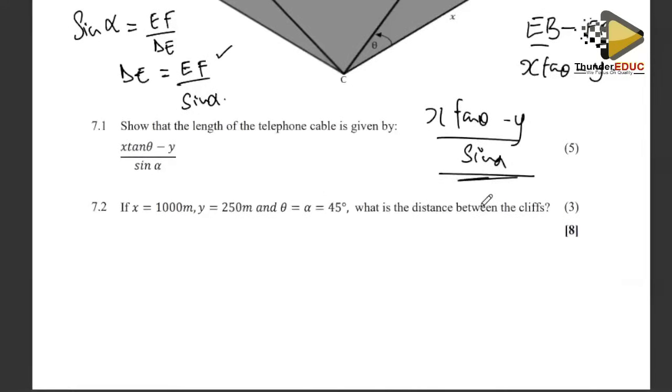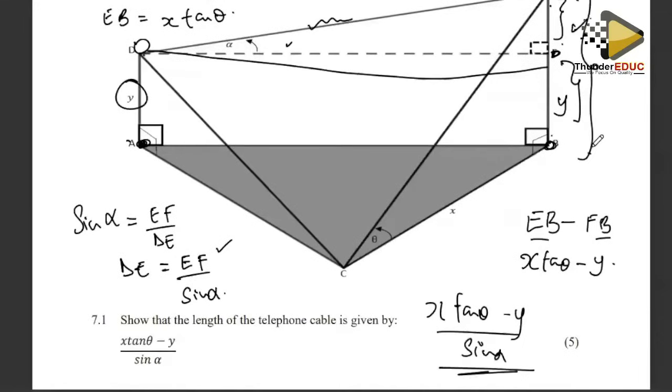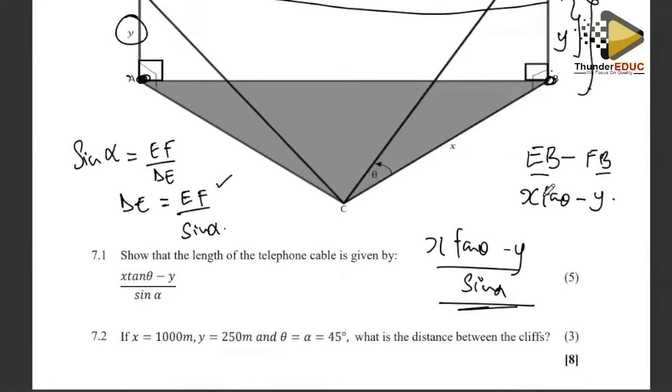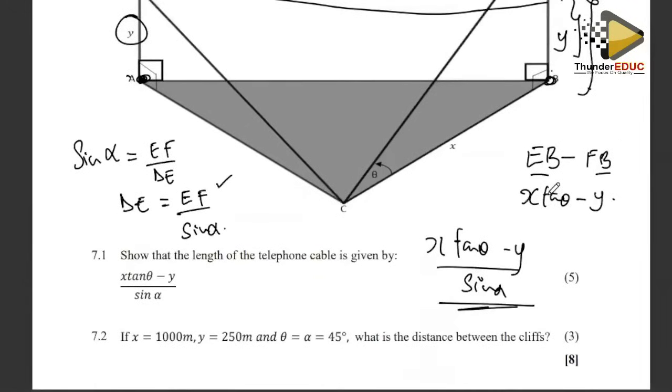Then if X is that, Y is that, and theta and alpha are 45, what's the distance between the cliffs? So we can use, because they want the distance AB. Is that true? No, not AB. Yeah, it's the same as AB because they are focusing on DF, this distance. But we already have our DF. Is there anything that combines DF here? No, we didn't look at it. But it's fine. Let's do the substitution and find DF.